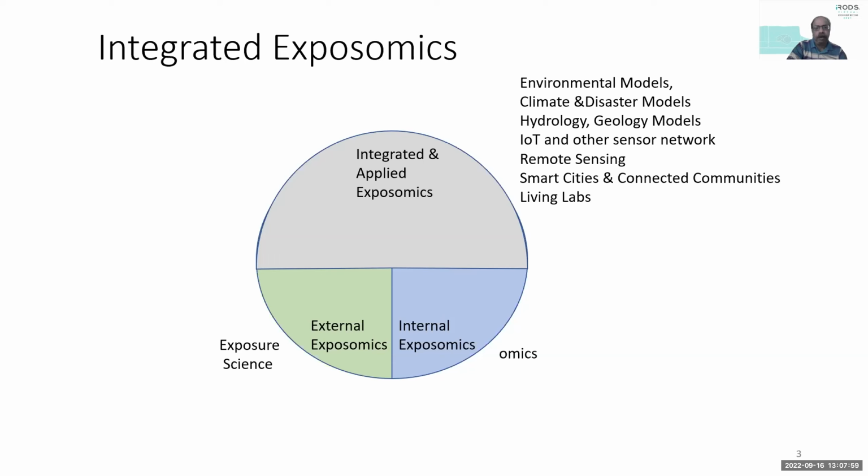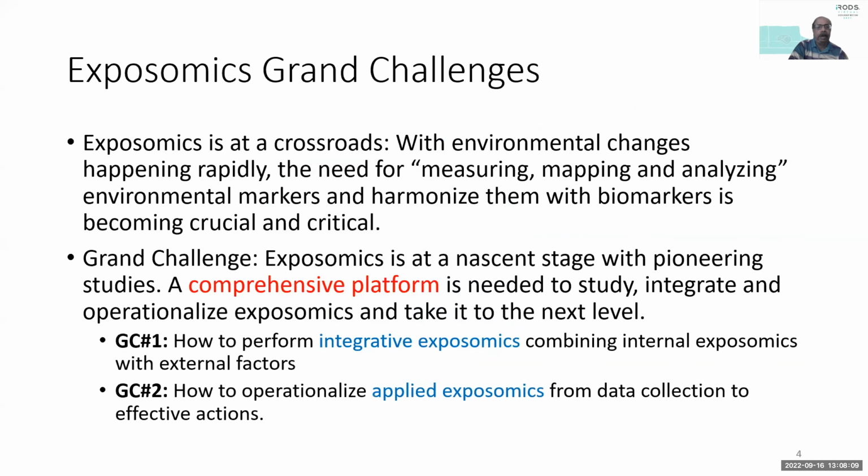So you can see whenever you're talking about integrated exposomics, we need to bring in a lot of different tools together. And one of the best ways to do that is to develop an ecosystem. As I say here, exposomics is at a crossroads, not just because it has grown to a particular level where it can blossom into a larger science, but also because there are a lot of things happening where exposomics can be a good tool and a good science. When environmental changes are coming in, we need to measure, harmonize, and map these markers along with the biomarkers which we have been looking at. And it's becoming really crucial because of these types of challenges.